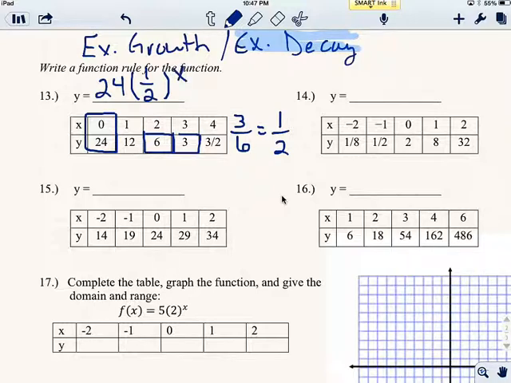Now I'm going to raise that to the x power, and there we go. I've written an exponential decay function to represent the table for number 13.